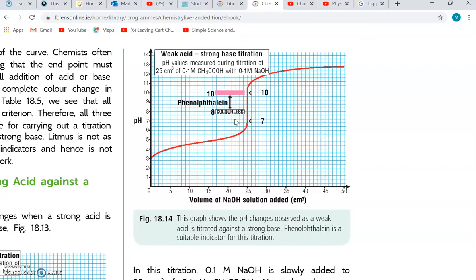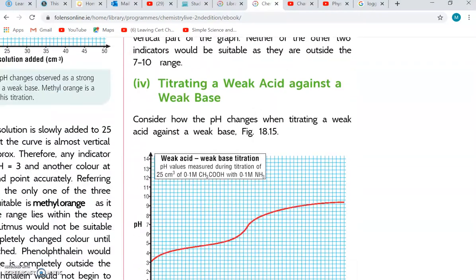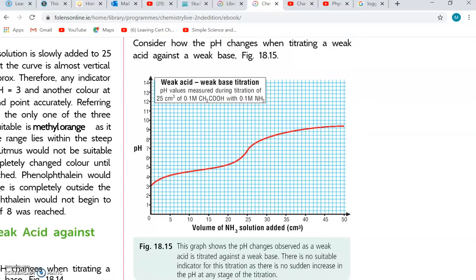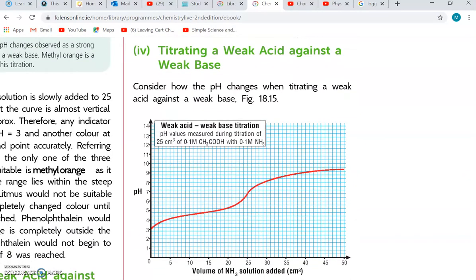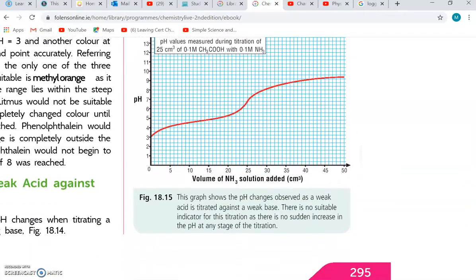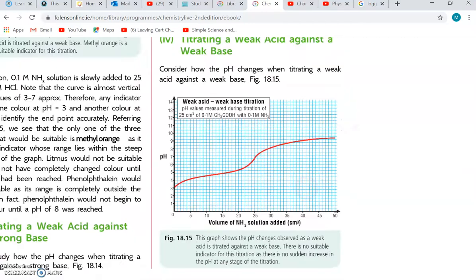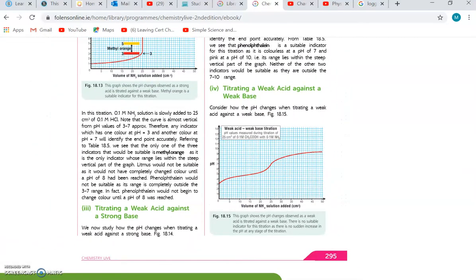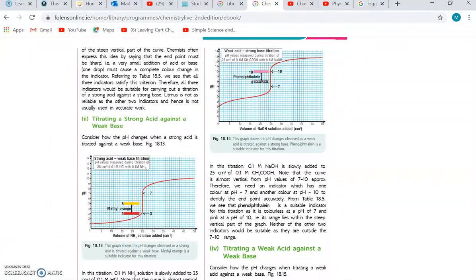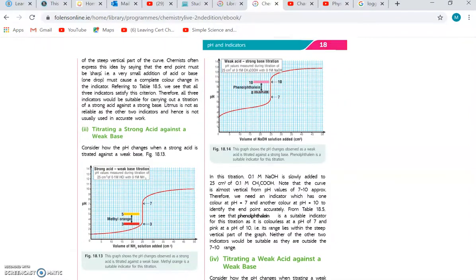Okay, and lastly is if you have a weak acid and a weak base. Now the thing is, with a weak acid and weak base, there is no discernible range over which the pH changes, so you don't get that vertical line in the center. So what we say is that you cannot titrate a weak acid against a weak base, because you don't get a distinct turning point. When you don't get a distinct turning point, you're not going to see a color change of an indicator. Okay guys, so that's the stuff relating to pH and indicators.